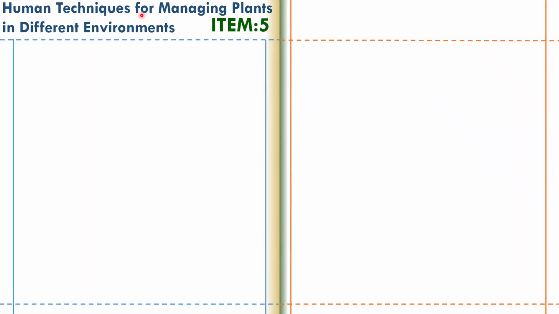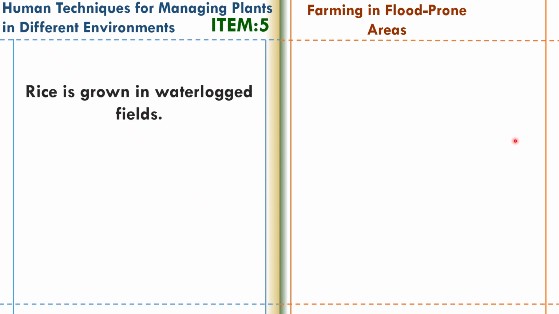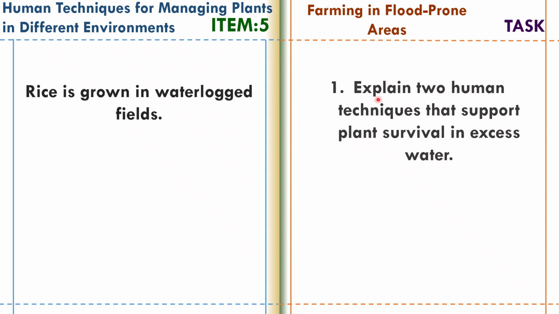Human techniques for managing plants in different environments. Item 5. Farming in flood-prone areas. Rice is grown in waterlogged fields. Task: explain 2 human techniques that support plant survival in excess water. State their importance.